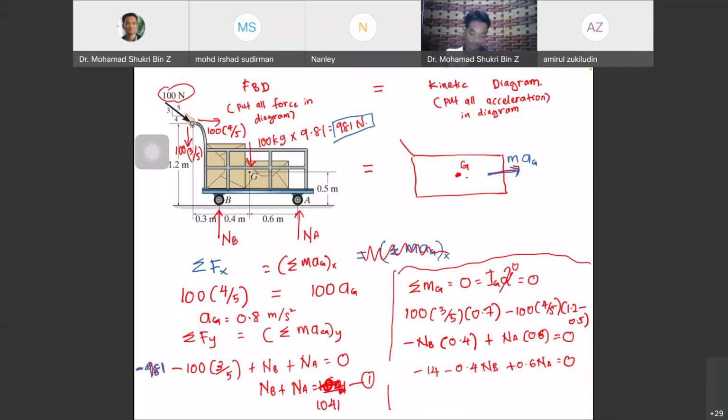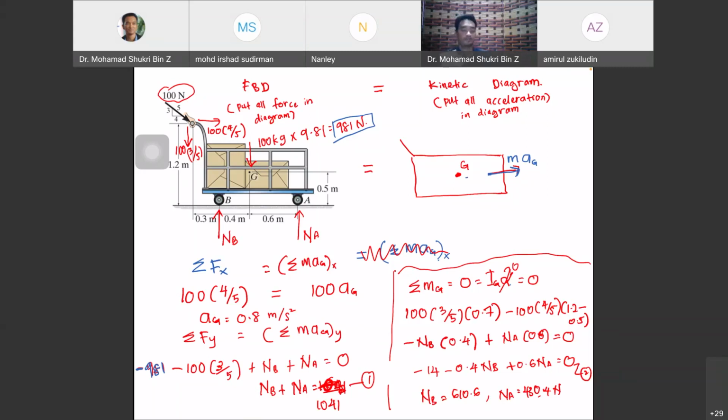Right. So solvekan equation 1, equation 2. Okay, you can dapat 1, 1, 10, 41, negative 0.4, 0.6, 14. So you have is 6 is Newton. Okay.